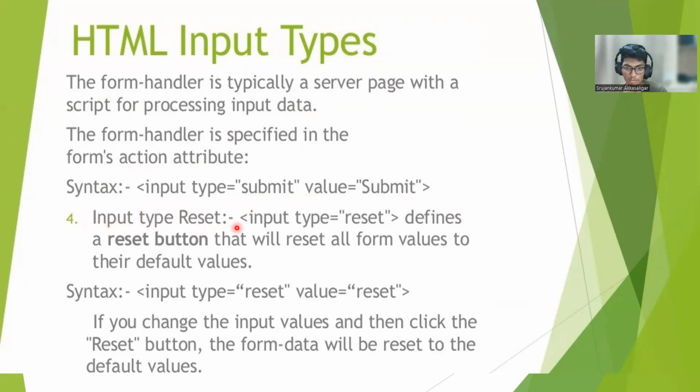Input type reset. This is a reset button that will reset all the values to the default values. When you click the reset button, it will change all the selected attributes back to whatever the form has as the default. The syntax is input type equal to reset and value equal to reset. Change the input values and then click the reset button, and the form data will be reset to the default values.